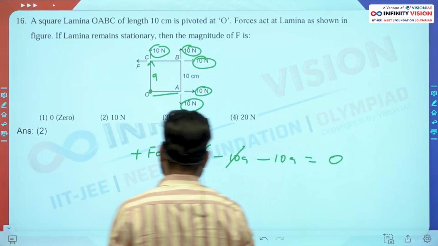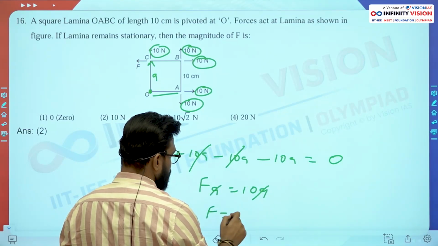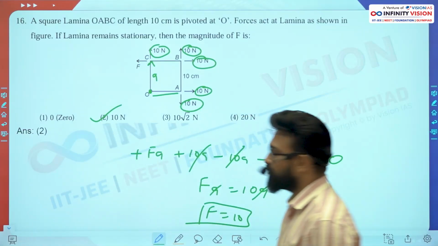These two will cancel out, so Fa is equal to 10a. A will cancel out. The force comes out to be 10 Newton. Okay, so the second option is the correct option that you must get.